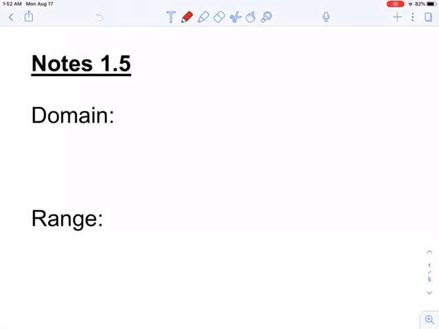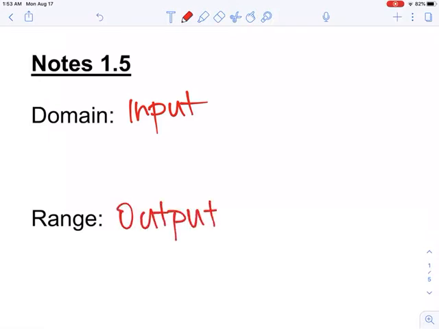So let's just remind ourselves about domain and range. We like to describe domain as our input and range as our output. Typically, when we're talking about domain, those are x values, and y would be the range.